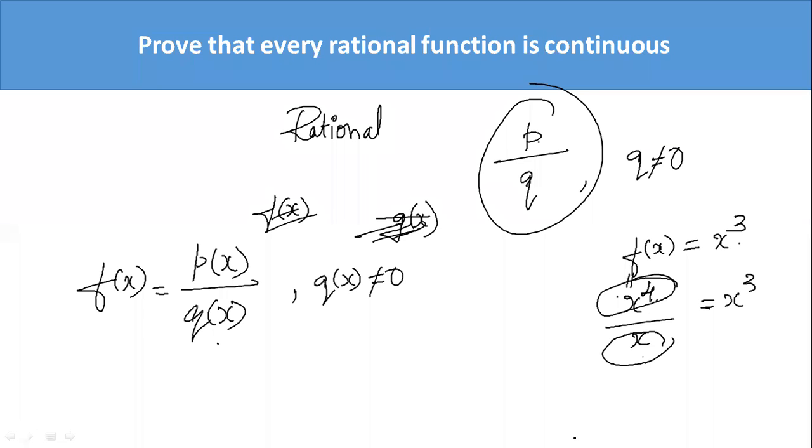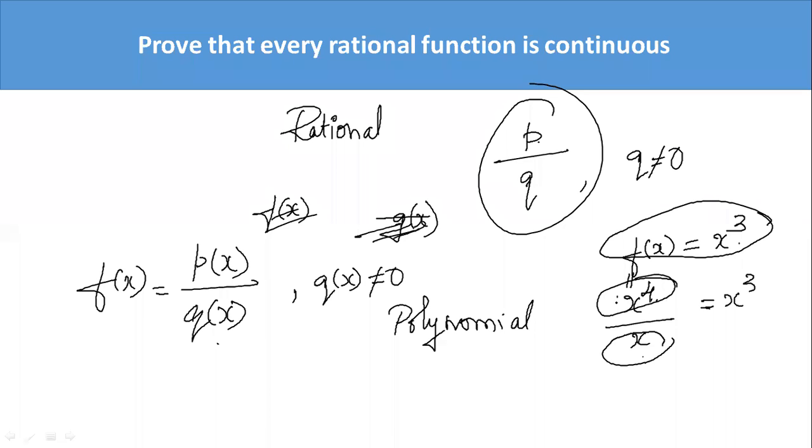So for that, see the same example, f of x is equal to x cube. Can I say f of x is continuous? Yes. Why is it continuous, students? What kind of function is x cube? It is a polynomial function, and we know that polynomial functions are continuous everywhere. So you agree that f of x equal to x cube is continuous.